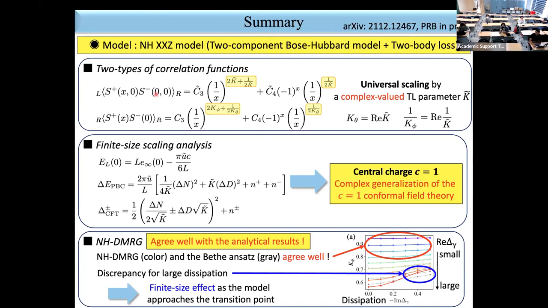There is a question in the chat, maybe. Can you read it? Okay, I can see the chat. The question is: is the central charge in the energy scaling the true central charge or the effective central charge? The answer is the true central charge. Here, I'll show you the results. You see, the central charge becomes one, and the coefficients become complex valued. I know some results in the case of Yang-Lee singularity, where they have an effective central charge, but in this case, the central charge is given by the true central charge with complex-valued coefficients.